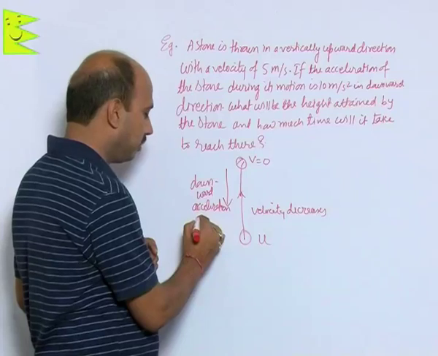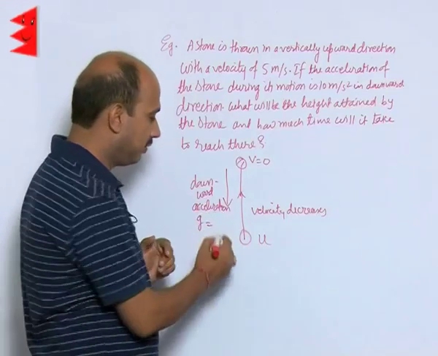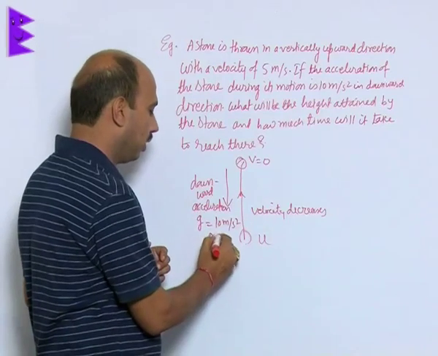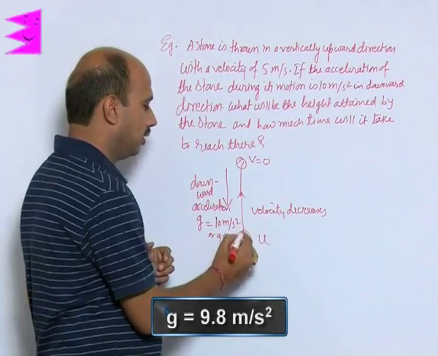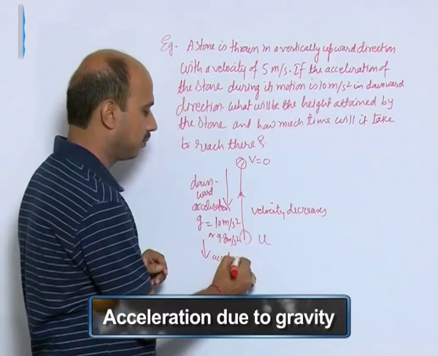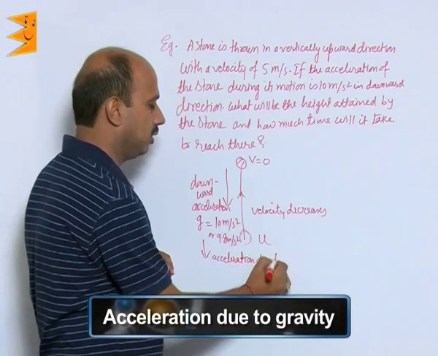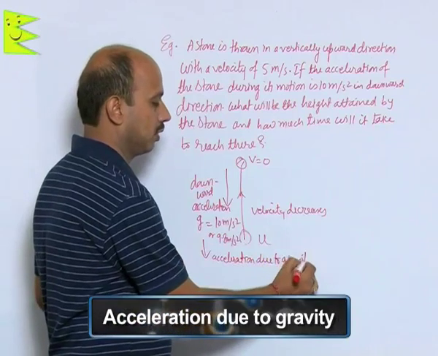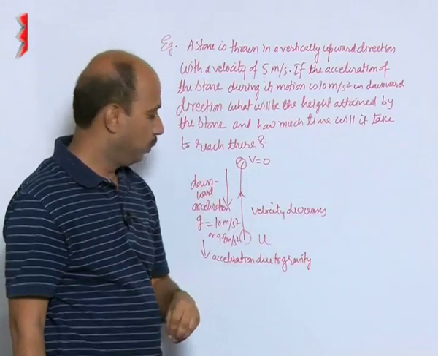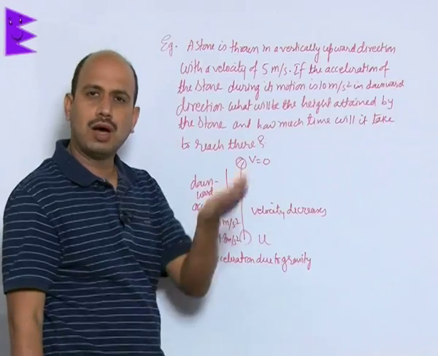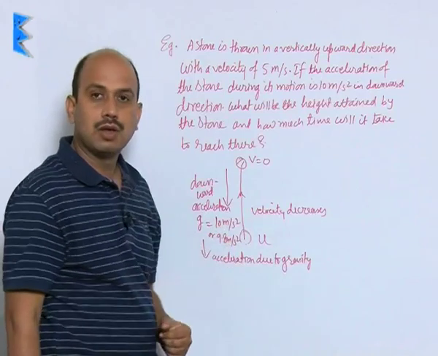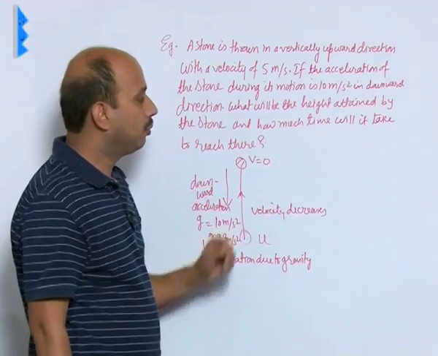This downward acceleration is represented by g, and its value is constant, we take 10 meter per second square, or we can write also 9.8. This is also known as acceleration due to gravity. So when the body is thrown vertically up or it is dropped from a height, we use this acceleration. If the body is going up, we use this value negative. When the body is coming down, we use this value as positive. Now by using this concept, you have to solve this question.